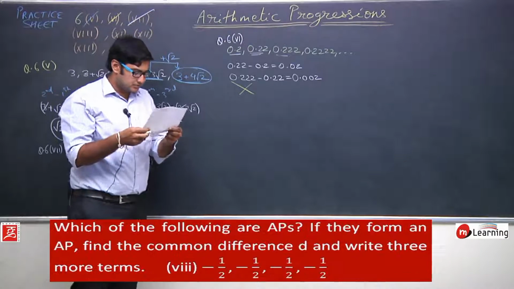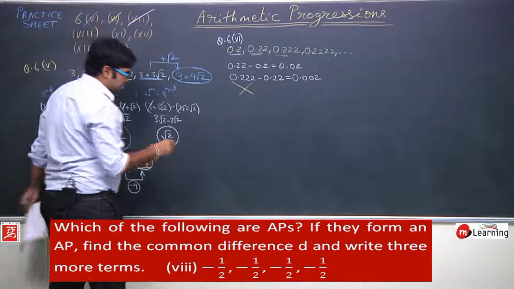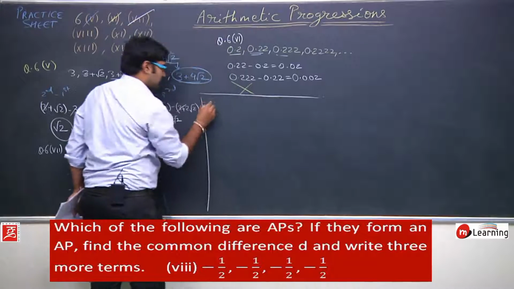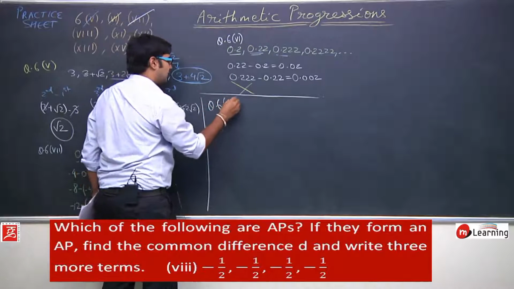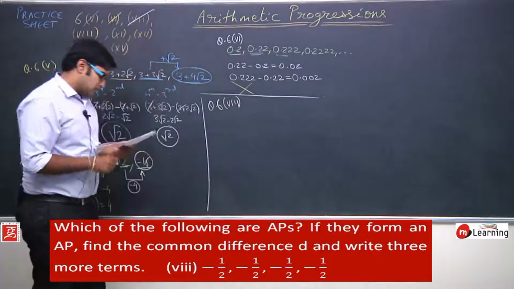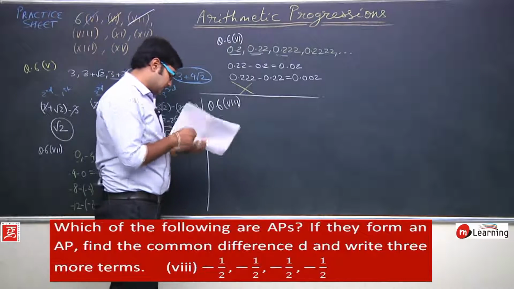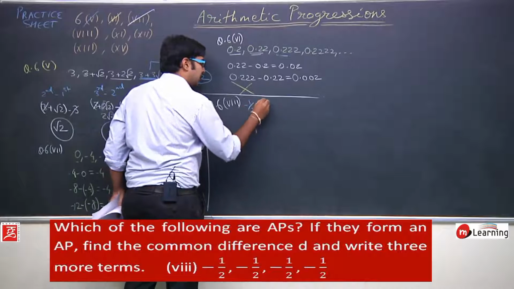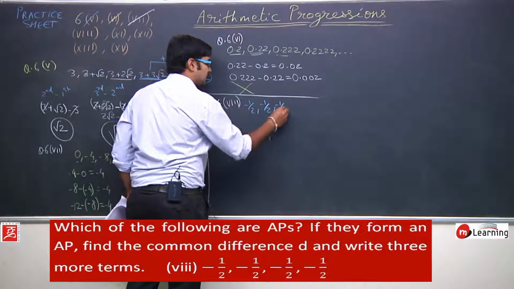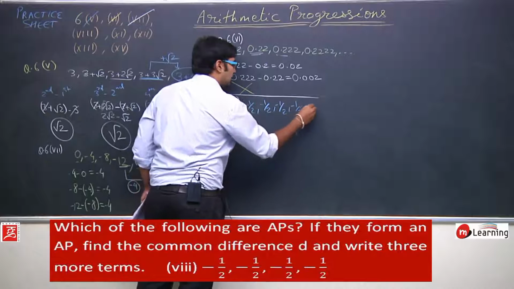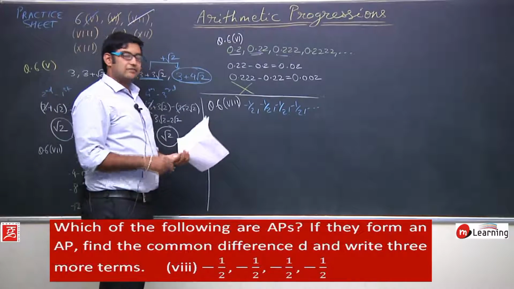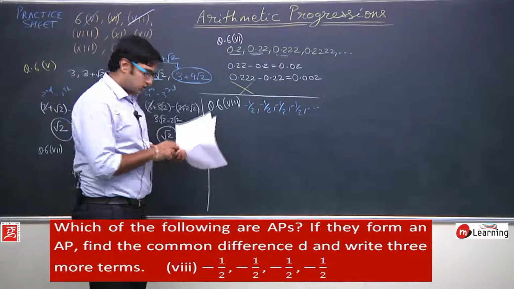8th part is, so let us solve this part here. Question number 6, 8th part. The series given is -1/2, -1/2, -1/2, -1/2 and so on. Okay, this is the series given. So let us check whether this is an arithmetic progression or not.